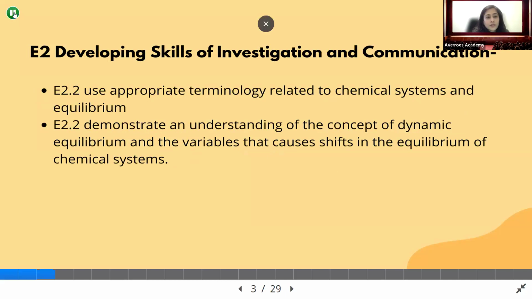Further, here are the rest of our curriculum expectations, which you can read over on your own. So we're going to do some developing skills of investigations and communication. We're going to use appropriate terminology related to chemical systems and equilibrium. We're also going to be demonstrating an understanding of the concept of dynamic equilibrium and the variables that cause shifts in the equilibrium of chemical systems.